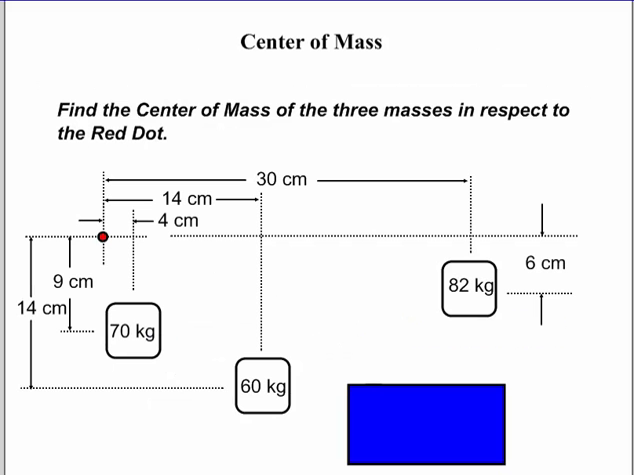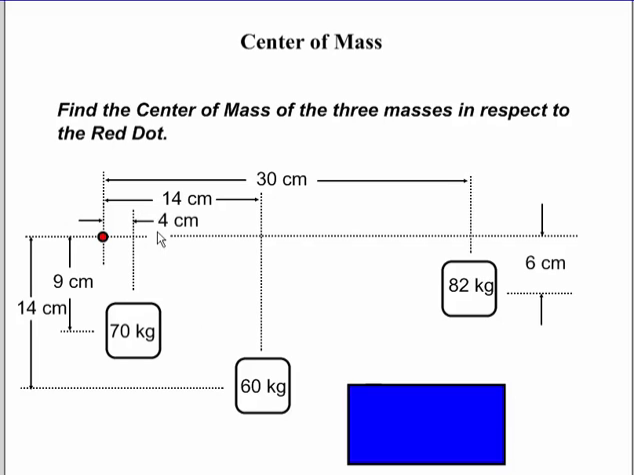Now when you get into something that's two-dimensional, all you have to do in this case is do the x-coordinates first. So I would take the 70 times the 4 plus the 60 times the 14 plus the 82 times 30, divided by the summation of the masses. That will give me the x-coordinate.